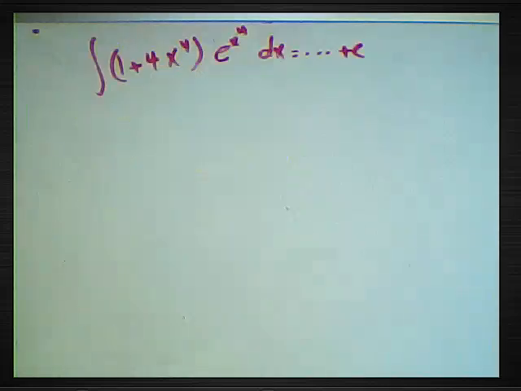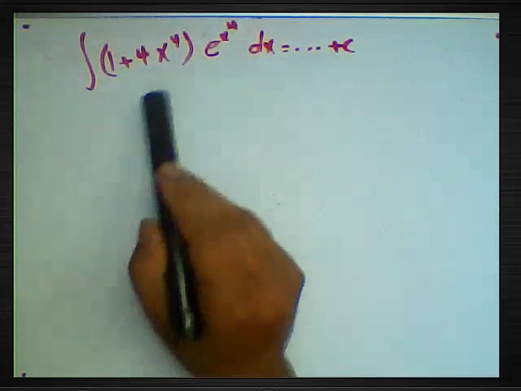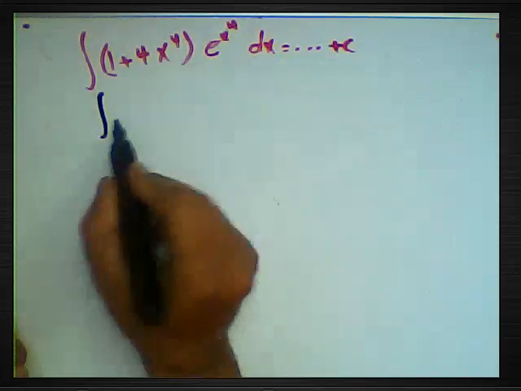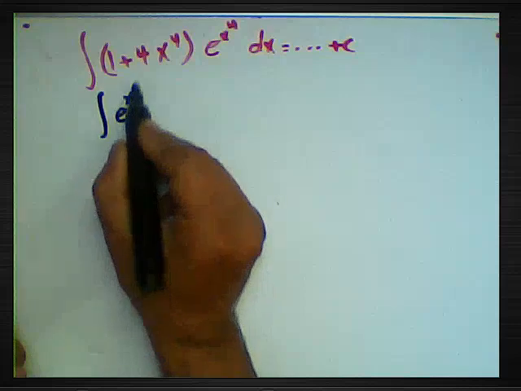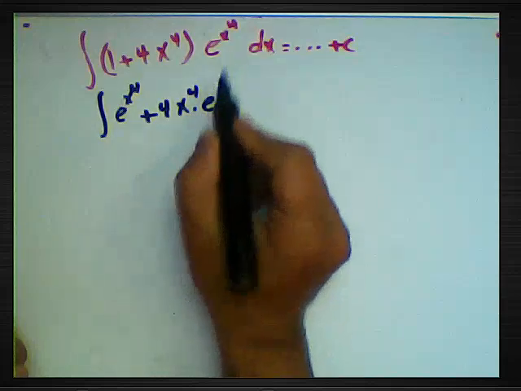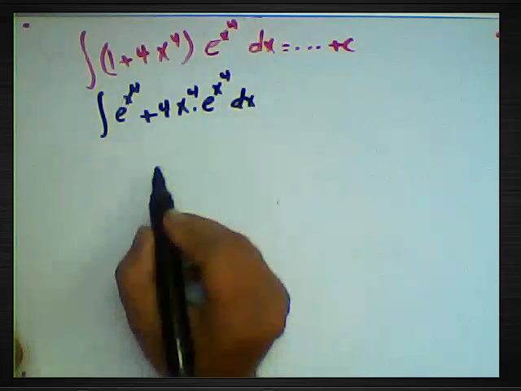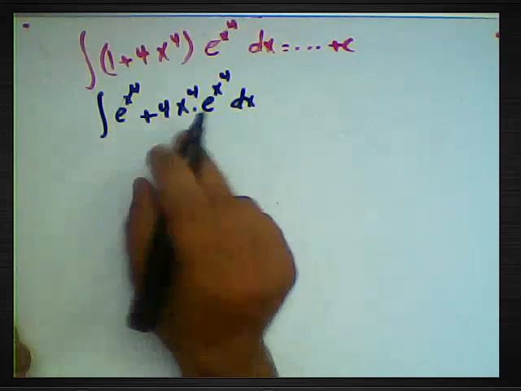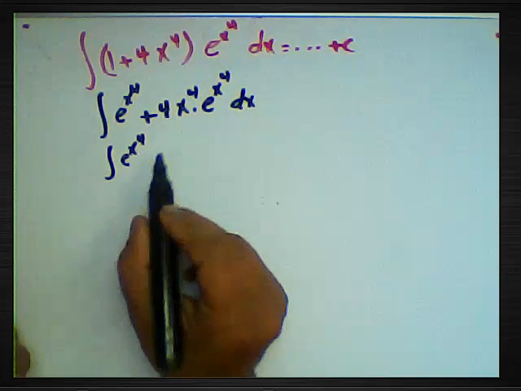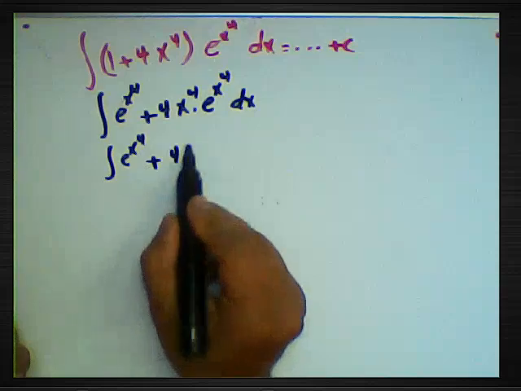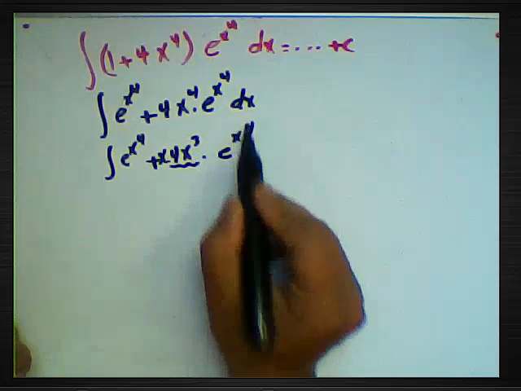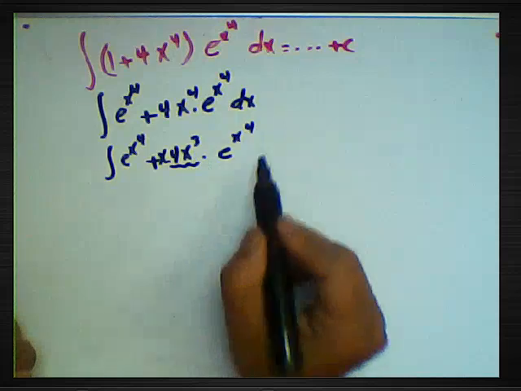Now, the integration of 1 plus 4x power 4 multiplied by e power x power 4 dx. We can use the distributive property: 1 times e power x power 4, plus 4x power 4 e power x power 4 dx. Here we write the two functions, the derivative of the power. We write e power x power 4 plus x times 4x power 3 e power x power 4, because the derivative of x power 4 is 4x power 3 dx.